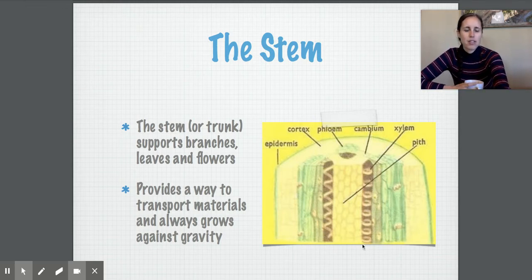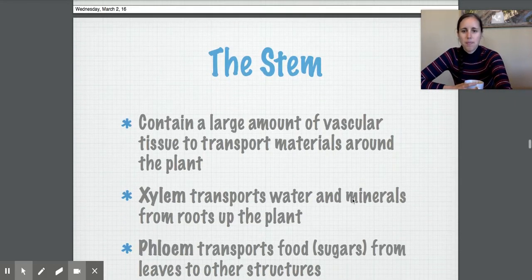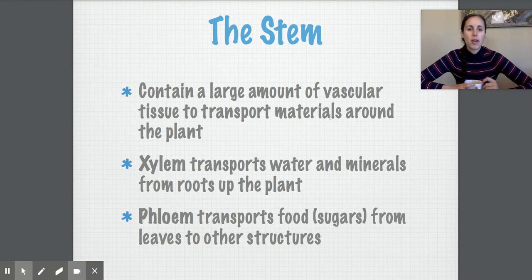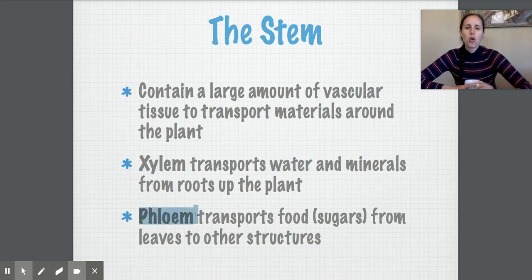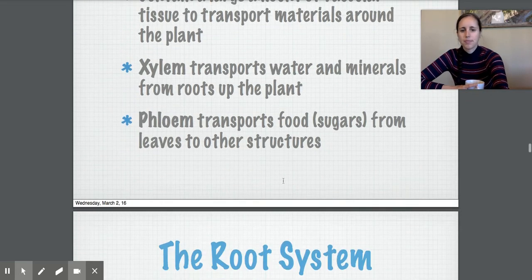They almost are like veins. So think about veins in your body carrying stuff around. These are like the veins of the plant. So they contain a large amount of, we call this vascular tissue to transport material. Again, we have the xylem. The xylem is very specific, where the xylem only transports water and minerals to the plant, whereas we call this the phloem. The phloem transports food or sugar. So I always remember phloem transports food and xylem transports water. X and W are close to each other in the alphabet.